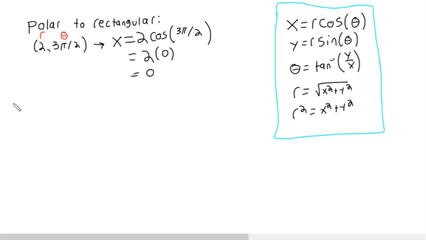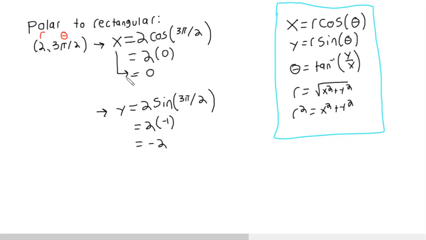So we already have our x. Now we just need our y. So let's find y. Remember, y is equal to r sine theta. In this case, r is still 2, and we'll be taking sine of theta, where theta is 3 pi over 2. All we have to do is evaluate that. Sine of 3 pi over 2 is just negative 1, so we would just get negative 2. So x is 0, and y is negative 2. And our point is just 0 comma negative 2.